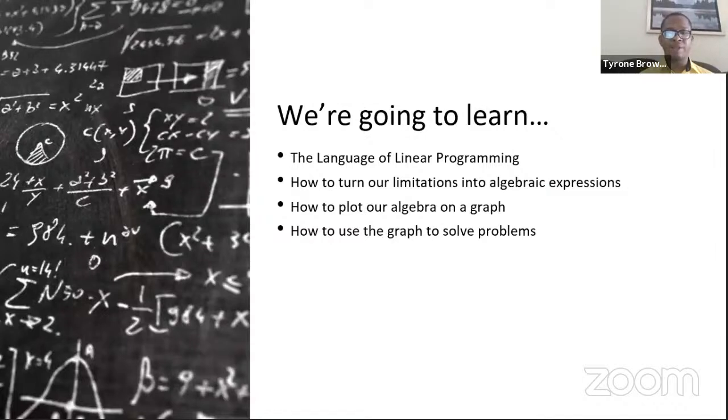So there are a few key things that we need to formalize in terms of our analysis. The language of linear programming, we'll be speaking a lot about that for the next couple of slides. How we turn our limitations or the requirements that we have into algebraic expressions, how we plot these, and how we then use it to solve problems.